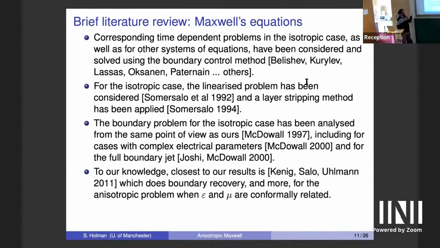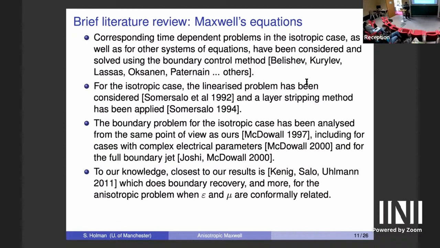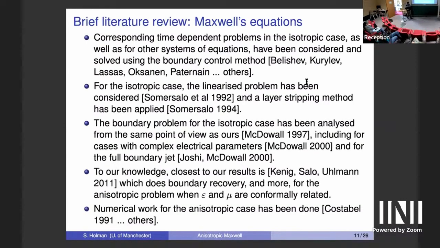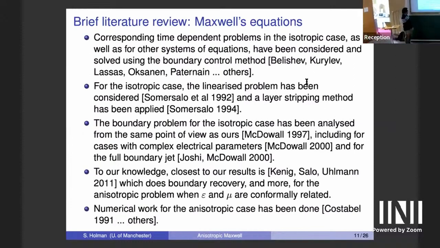There is a result that, to my knowledge, is the closest to what we have here today, which is by Kenig, Salo, and Uhlmann, 2011, which in particular recovers the parameters at the boundary, but also the sign as well. But it's for the anisotropic problem where epsilon and mu are completely related, so epsilon is a multiple. And there's been numerical work, but I'm not assessing numerical work. Maybe this one earlier.